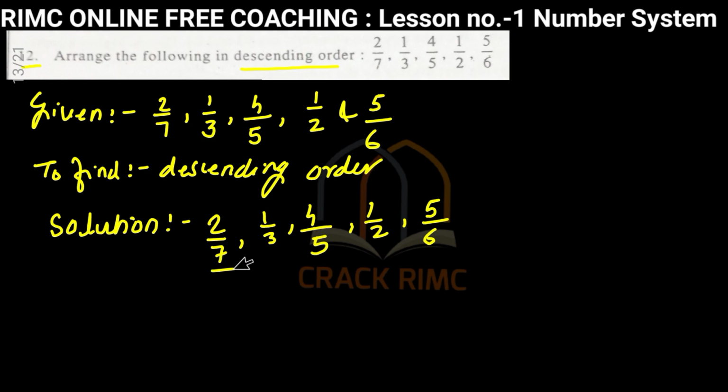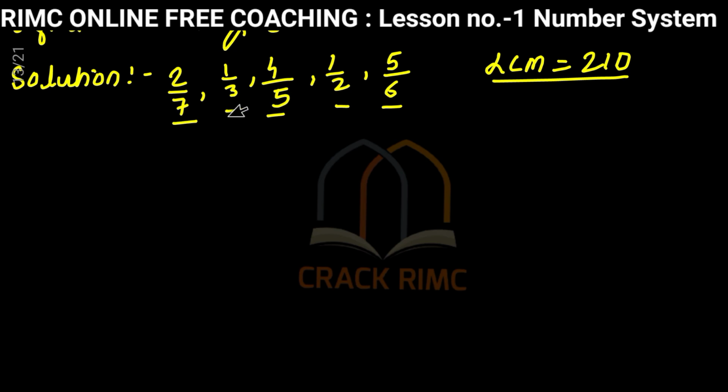First we have to make this base common. For that we have to calculate the LCM. I am not going to calculate the LCM here, but you have to calculate it. I will write here LCM is equal to 210. Okay. We will make the base of all of these 210. We know 30 into 7 is 210. So we will multiply this by 30. So it will become 60 upon 210.